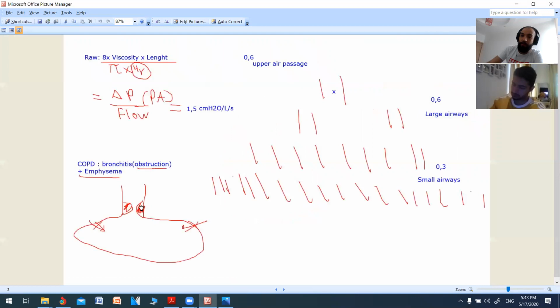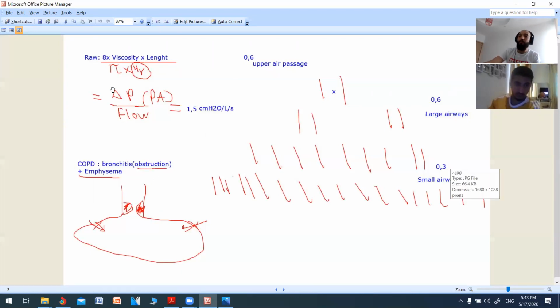What you have here is bronchitis. Bronchitis is an inflammation of the bronchi, okay? Is it obstruction or restriction? Obstruction. And emphysema makes the lung big or small? Big. But it affects the airways and makes them narrow. If you have bronchitis and emphysema, this is called COPD, chronic obstructive pulmonary disease. You understand? This is happening by smoking. Smoking is the most important factor that causes COPD.